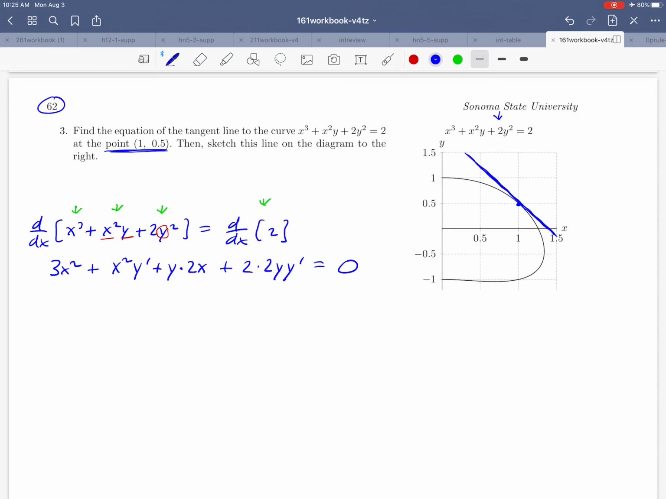Let's clean this up a little bit, just rewrite it. So we've got 3x squared plus x squared y prime. I'm going to rewrite the y times 2x by putting the 2 at the front: 2xy, and then 4y prime equals 0. And we'd like to solve this equation for y prime. That's what's going to help us find the slope of the tangent line.